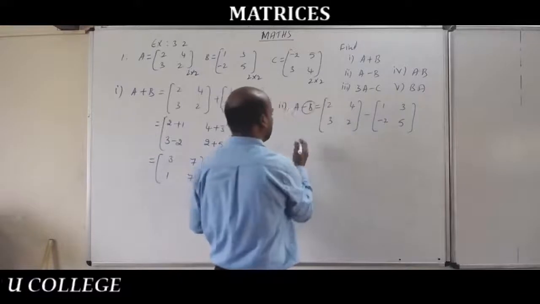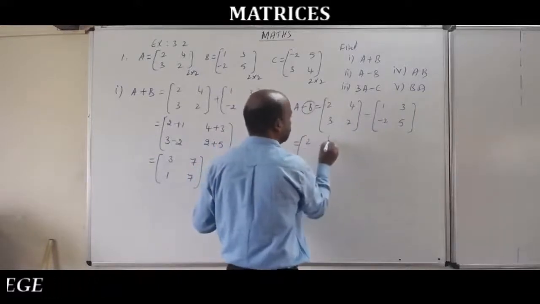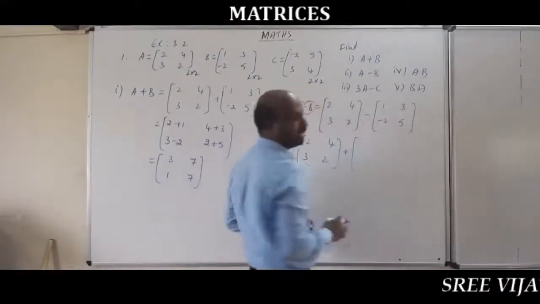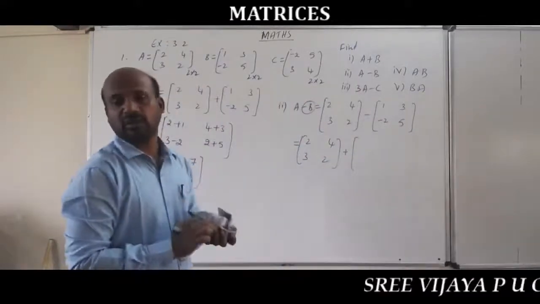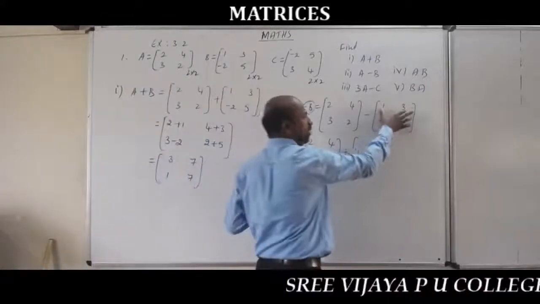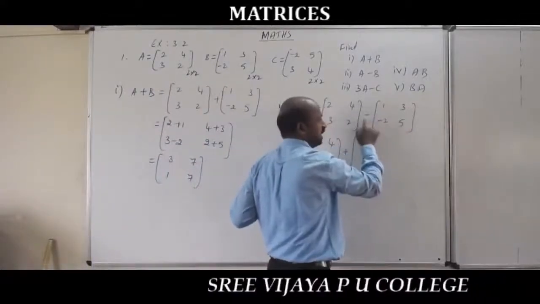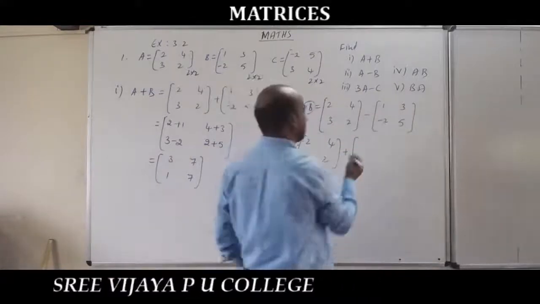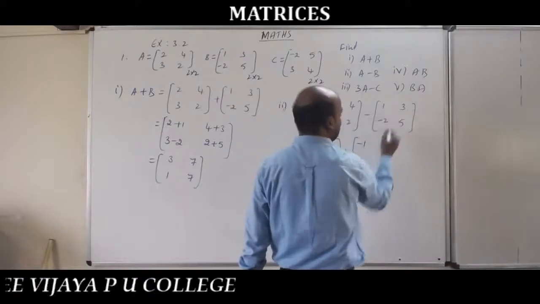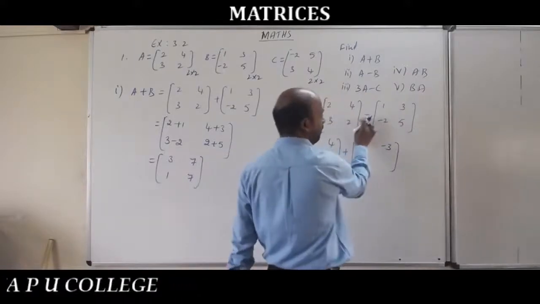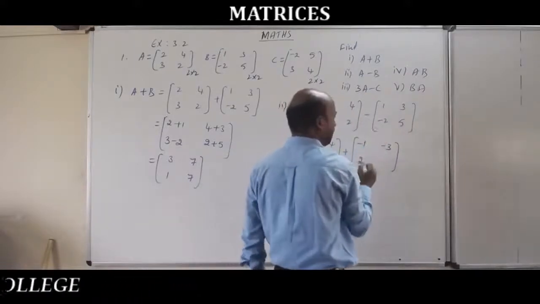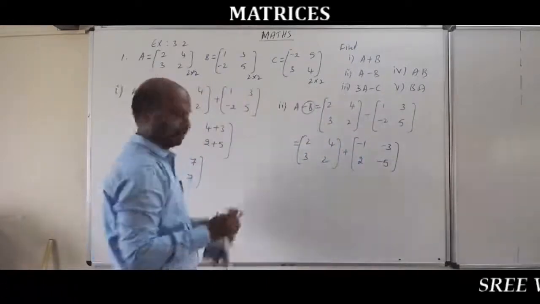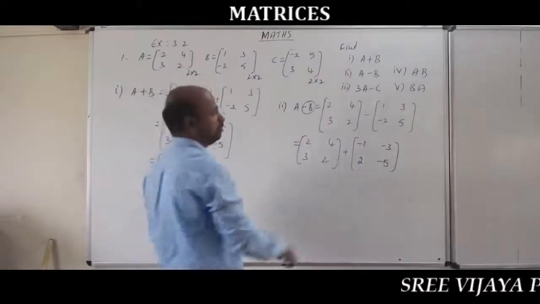So you know, sign change. Now 2, 4, 3, 2 will keep the plus sign, but we multiply every element of matrix B by the scalar minus 1. Plus into minus becomes minus 1. Minus into 3 is minus 3, minus into minus is plus 2, minus 1 into 5 is minus 5. Every element multiplied by the scalar minus.